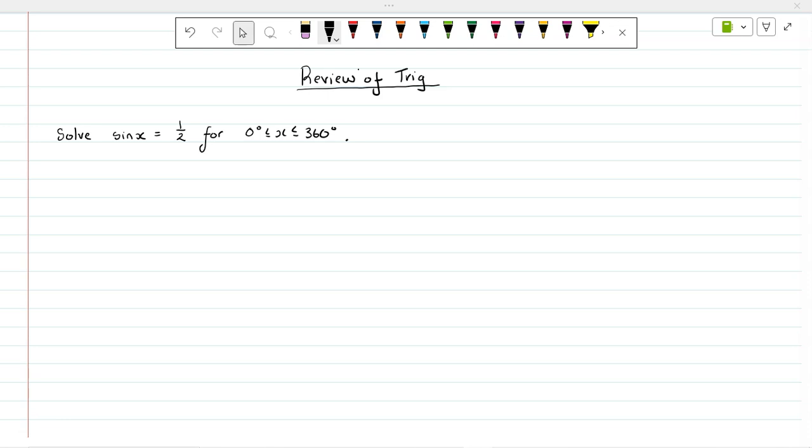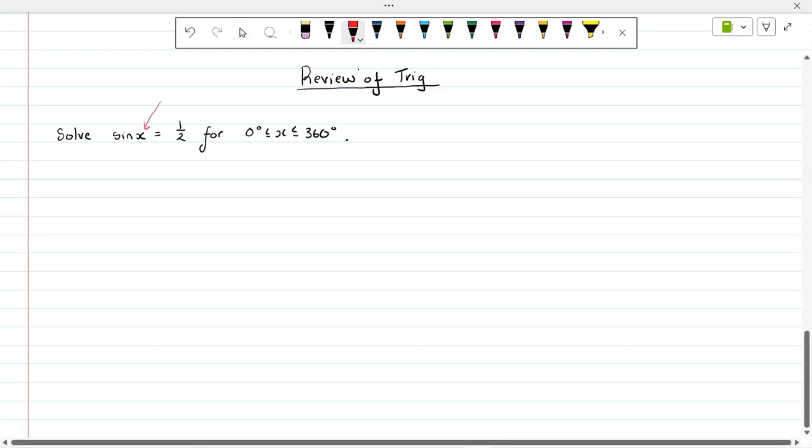So in this video we're just going to have a look at a review of some trig. We're going to be looking at solving equations using the CAST diagram. Here's an example. It says solve sine x is equal to a half for x between 0 and 360 degrees. We're just going to do a review of what happened in P1 to solve these types of equations. And then we're going to try a few more examples which are going to be similar to this one, but changing some values and the domain of x.